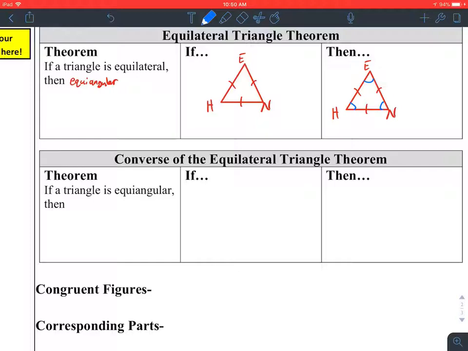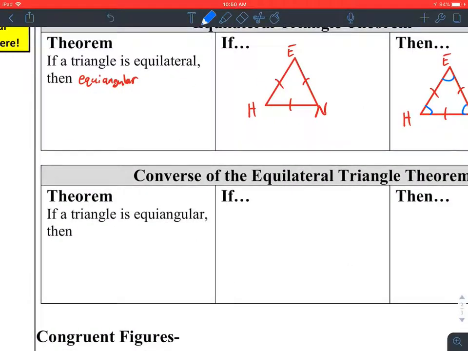Converse to the equilateral triangle theorem. Converse is when you switch the hypothesis and the conclusion. So if the triangle was equiangular, then, you know what, this previous one, I left out some words, then it is equiangular. Here, if the triangle is equiangular, then it is equilateral.